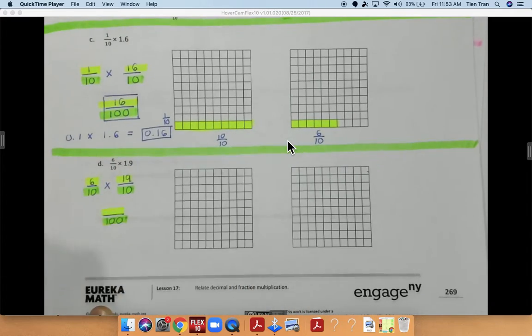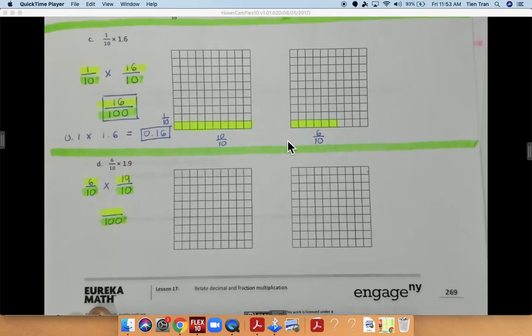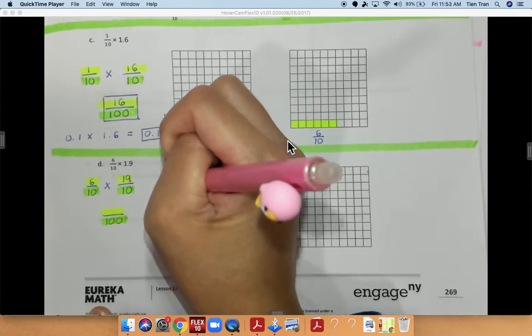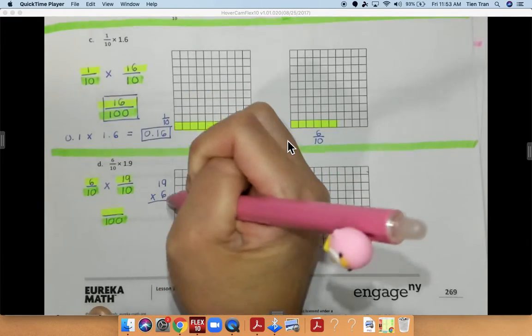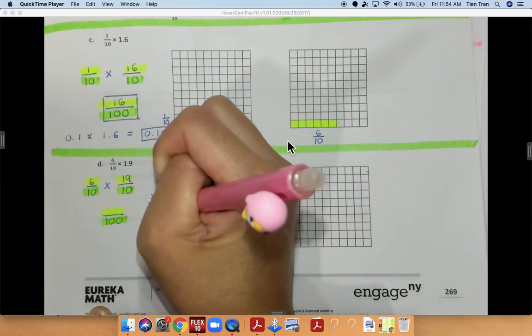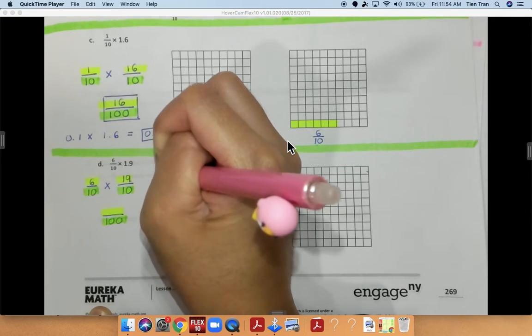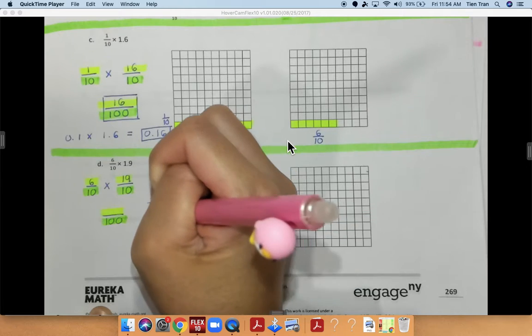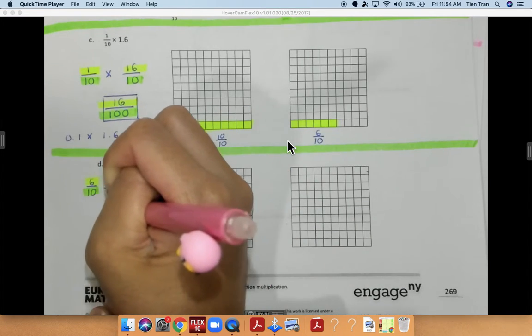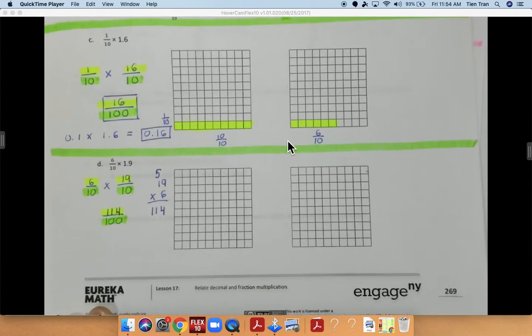So I'm going to show you how multiplying 6 times 19 works on the side. So 19 times 6. 9 times 6 is equal to 54. 6 times 1 is 6. And 6 plus 5 is equal to 11. So I have 114. So I have 114 hundredths. So I'm going to make sure I write that down correctly.